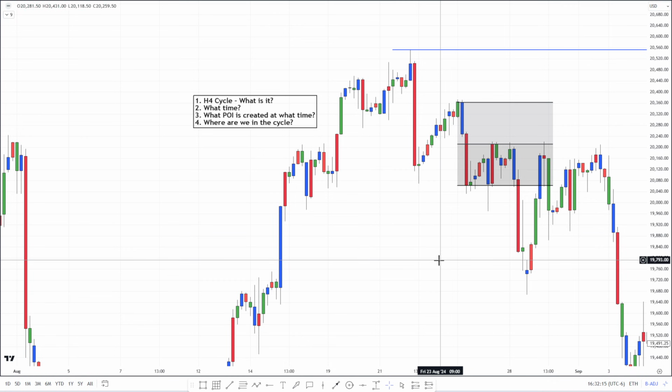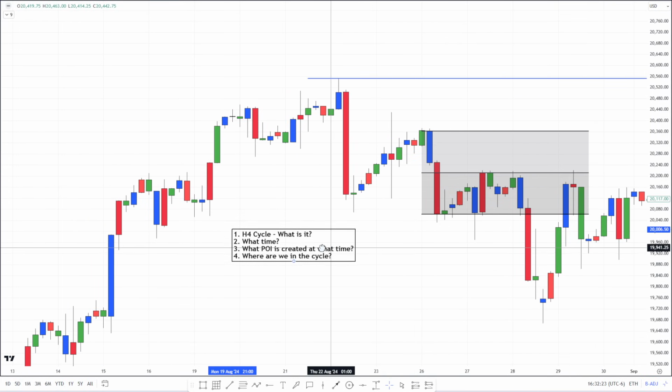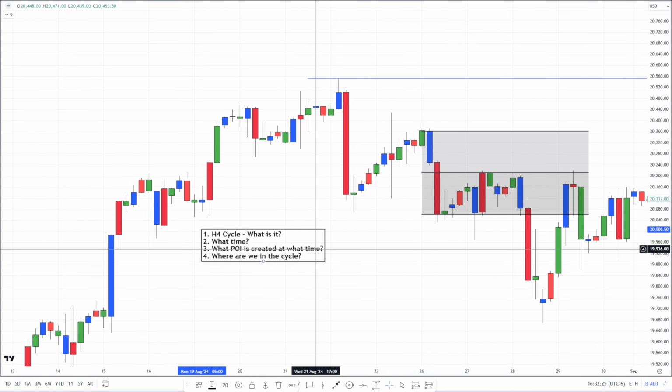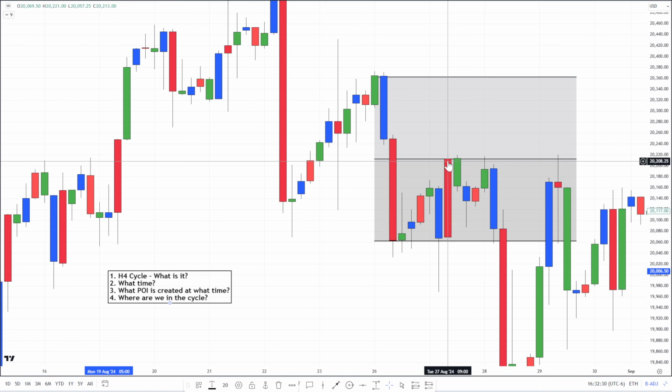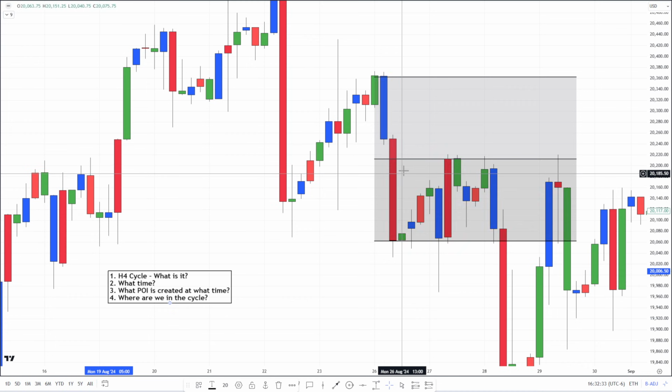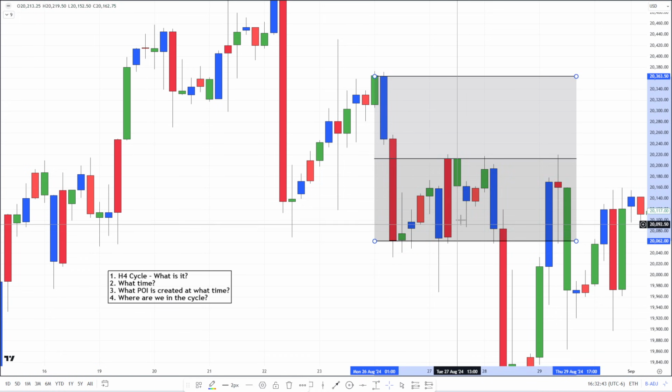Look at the triggers in these areas that are points of interest. Okay, what point of interest is created at what time? We have a close into a fair value gap, 9 a.m. 9 a.m. fair value gap. We have a close right at 50% of this range. We have an open, a 1 p.m. open right at 50% of this range, and it sends price down.